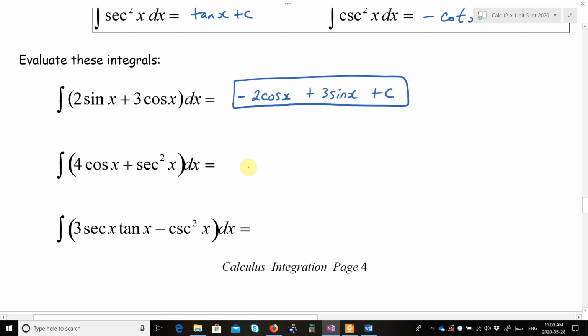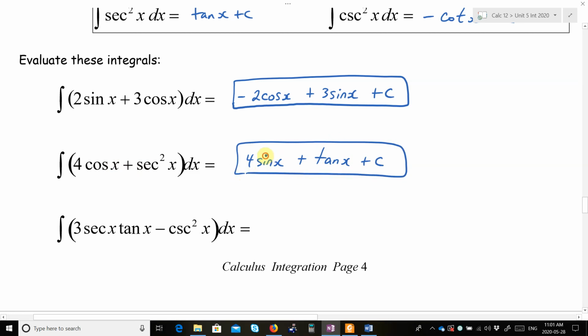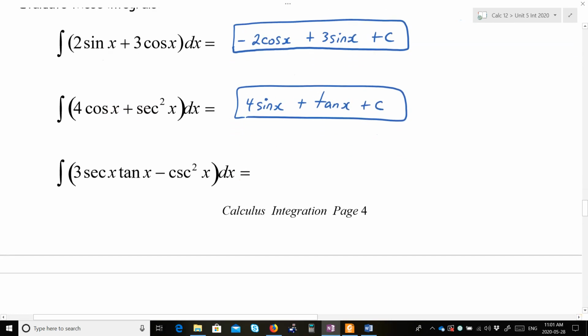The integral of 4 cos x is 4 sine x. And the integral of secant squared x is tan x plus c. This one, the integral of 3 secant x tan x is 3 secant x. The integral of negative cosecant squared x is cotangent x, and then plus c.